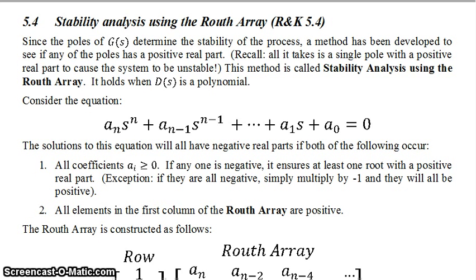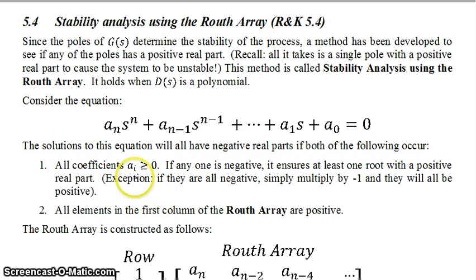It holds when the denominator of your transfer function is a polynomial. So consider this polynomial equation: a_n s^n + a_(n-1) s^(n-1) + ... + a_1 s + a_0 = 0. The solutions to this equation will all have negative real parts if both of the following occur.